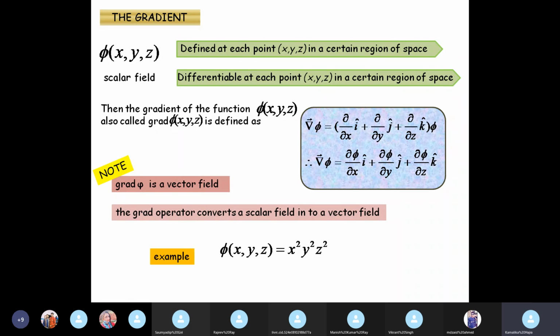2x y square z square i cap plus x square 2y z square j cap plus x square y square 2z k cap. Very good. Very good. Okay. So that is grad phi for you.